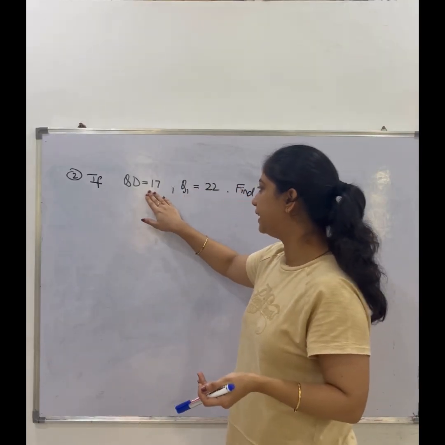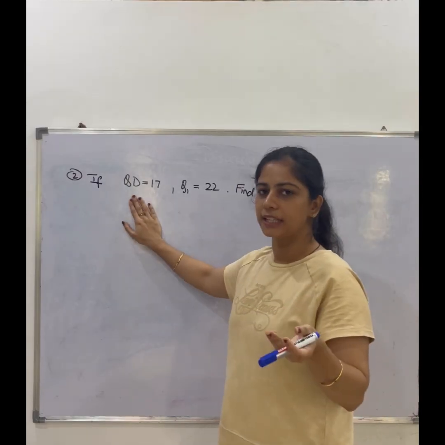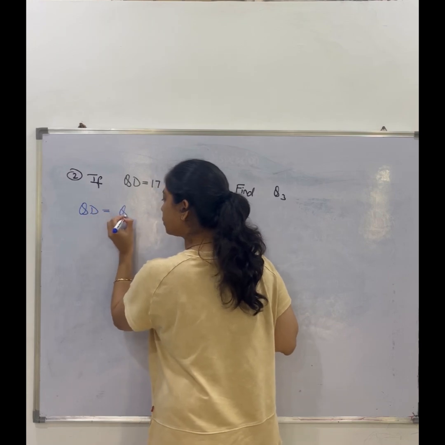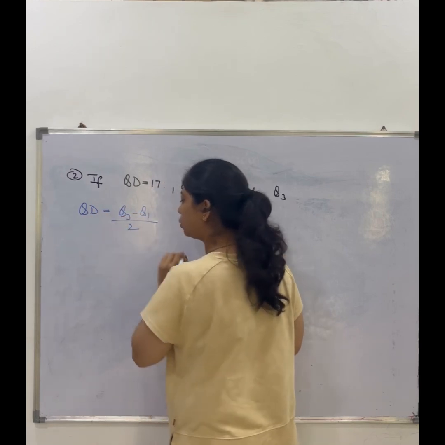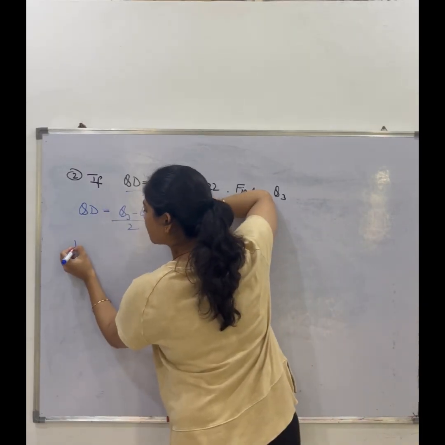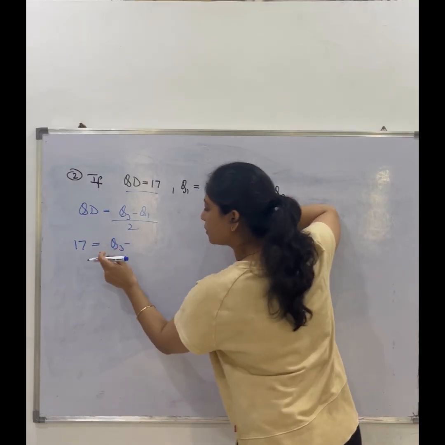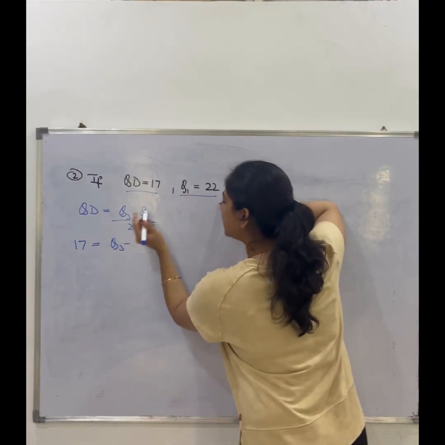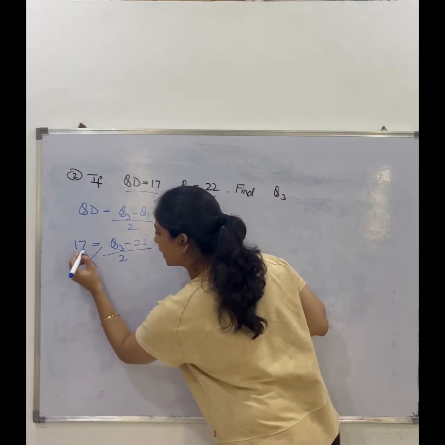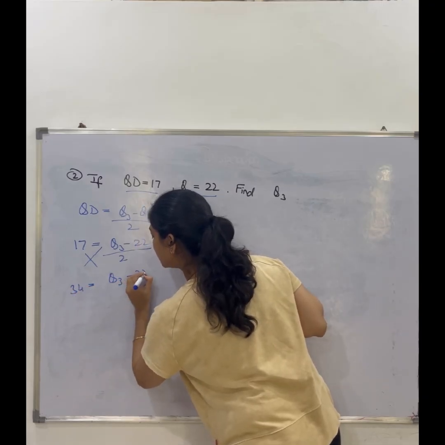If QD is 17, Q1 is 22, we need to find Q3. So obviously in the data they have given us QD. So we are supposed to consider the formula for QD, which is Q3 minus Q1 by 2. Now what are the values given to us in the question? Value of QD first. So we will substitute that in place of QD is equal to Q3. Q3 is not given to us, which we are supposed to find, and Q1 is given, which is 22, divided by 2. Now what we will do, we will simply cross multiply. 17 times 2, 34 is equal to Q3 minus 22.